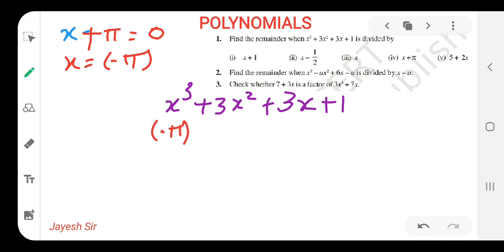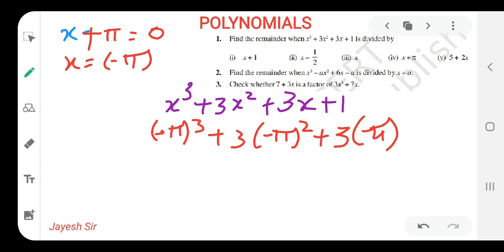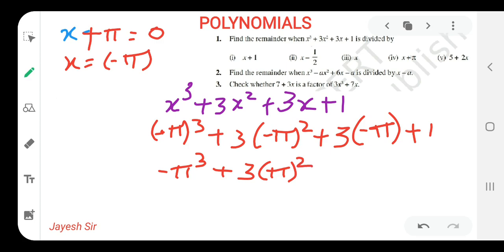Now minus pi I am putting over here, and cube as it is, plus 3 as it is, minus pi square, plus 3 as it is, minus pi as the value of x, plus 1 as it is. Now minus pi cube is minus pi cube as it is. 3 into minus pi square, that means pi square, so 3 into plus pi square. Then plus 3 into minus pi, that means it will become minus 3 pi, plus 1 as it is.